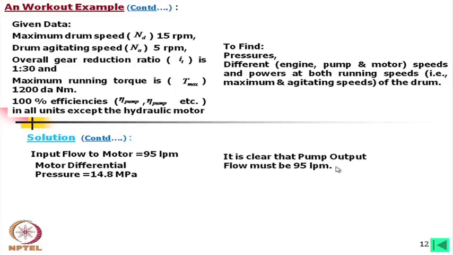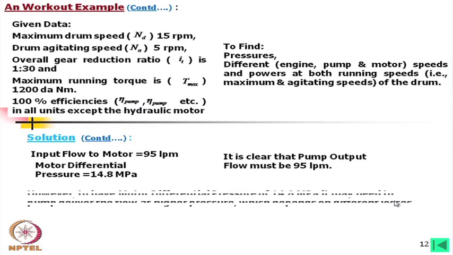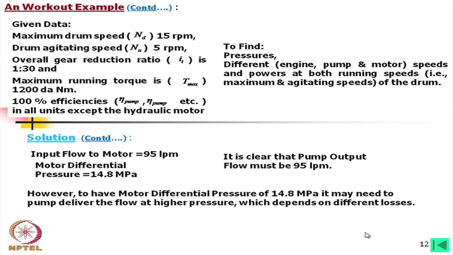It is clear that pump output flow must be 95 liter per minute, that we have seen from the actual chart. So, 95 liter per minute, that is fixed. However, to have motor differential pressure 14.8 megapascal, the pump may need to deliver the flow at higher pressure, which depends on different losses, that is unknown.